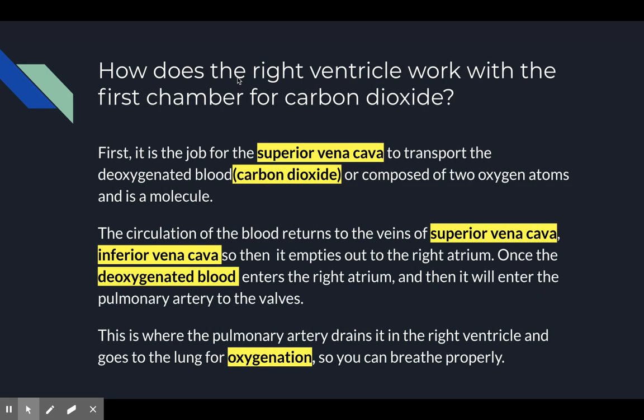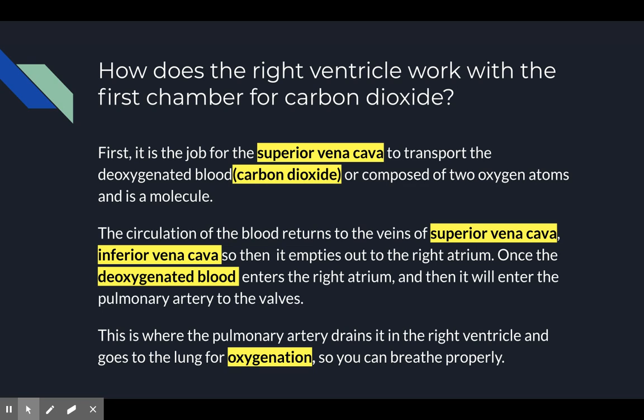And how does the right ventricle work with the first chamber for carbon dioxide? First, it is a job for the superior vena cava to transport the deoxygenated blood, or the carbon dioxide, which is composed of two oxygen atoms and is basically a molecule. The circulation of blood returns to the veins of the superior vena cava, and it can enter from both directions because it's a huge vein. It's two large veins, and it can empty out to the right atrium.